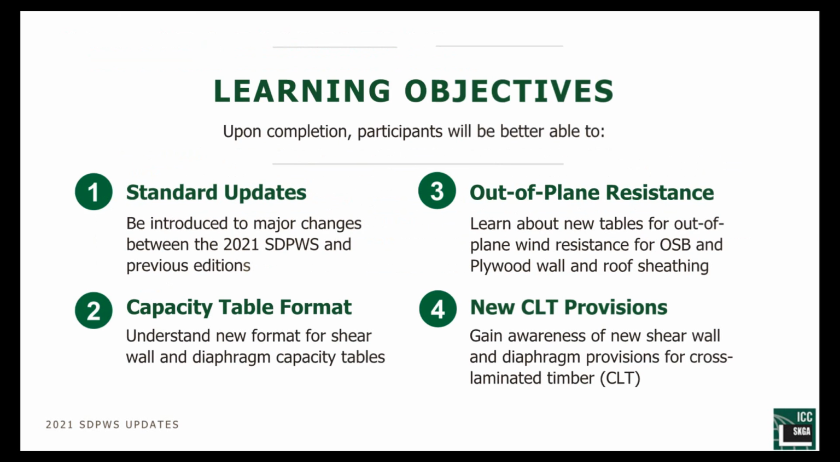The learning objectives: we'll be talking about some of the major changes in this edition of the SPDWS compared to previous editions, the most recent edition before this being the 2015 edition of the standard. We'll talk about the new format for shear wall and diaphragm capacity tables, as well as the new tables for out-of-plane wind resistance for OSB and plywood wall and roof sheathing. And then we'll discuss the new provisions for cross-laminated timber or CLT shear walls and diaphragms, which are brand new to the 2021 edition.